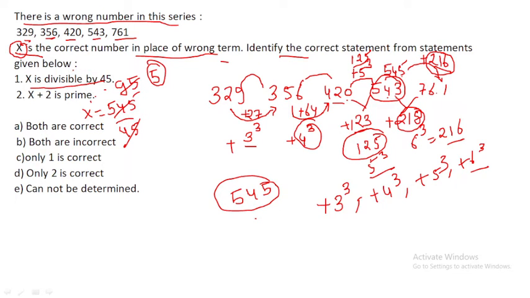So what we can say, our first statement is incorrect. Second, x plus 2 is the prime number. So 545 plus 2, what will we get? We will get 547. Yes, it is a prime number. So statement 2 is completely correct: x plus 2 is prime. So our answer from the options will be what? Option D. Only 2 is correct.